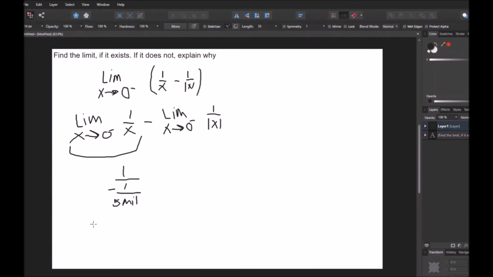And because of this fraction, it would become -5 million, because this is the same thing as 1 times -5 million over 1. So we can see that this output would be increasingly negative. So we can say that this is going to be -infinity.